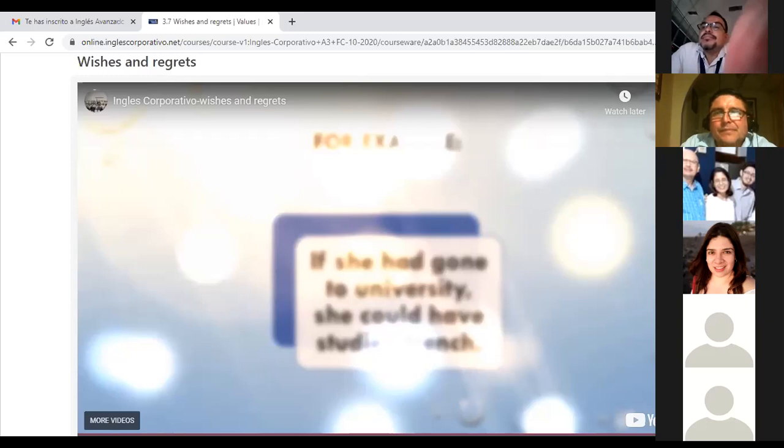In this case, could have is the two auxiliary. What could is a modal, have is the auxiliary. Me pudiste haber llamado. You could have called me. Could is the modal, have is the auxiliary.